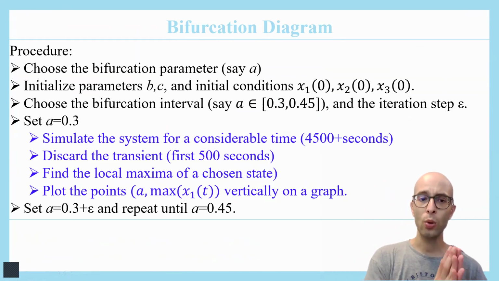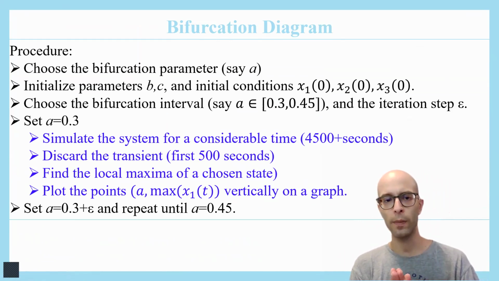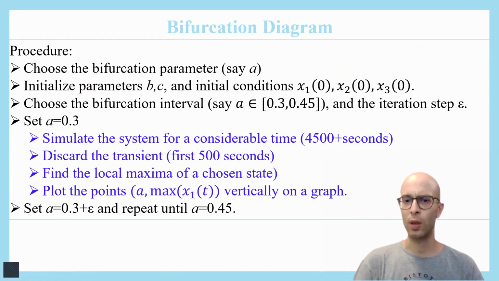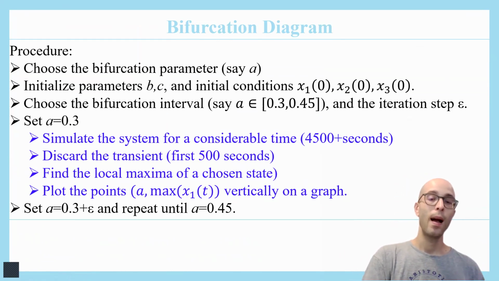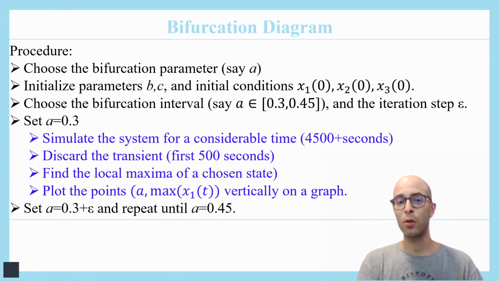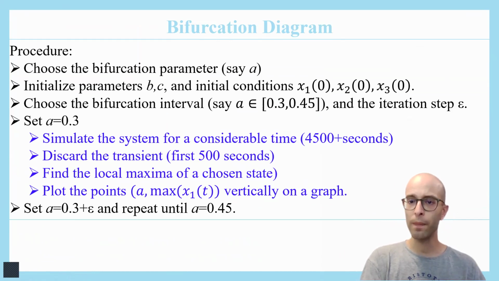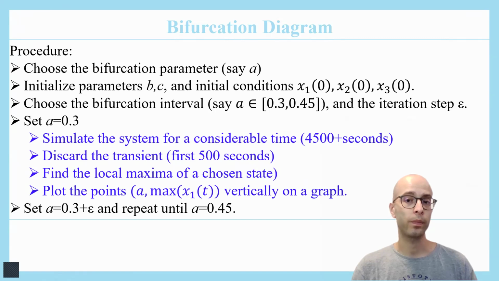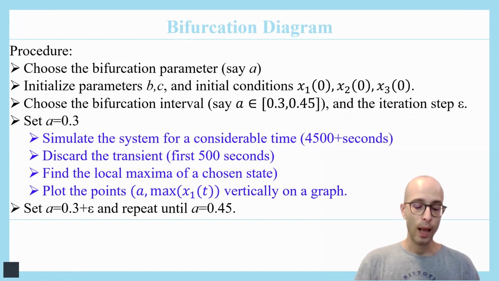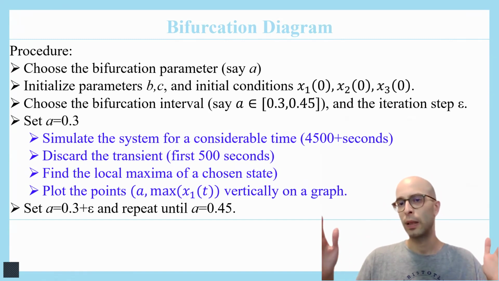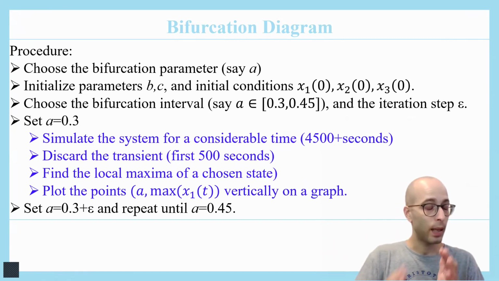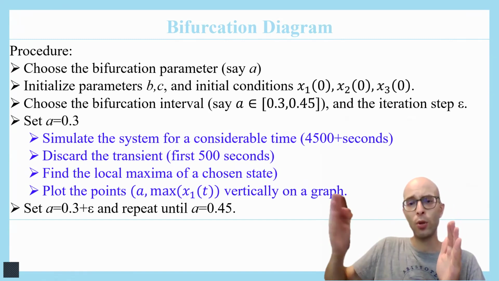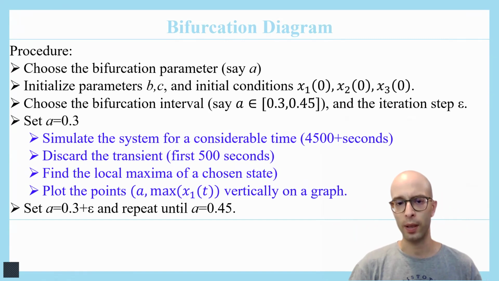You will easily understand it if you see it in MATLAB or any other programming language. We start by choosing a specific bifurcation parameter of choice. Let's say for the Rossler system that I'm using, I'm going to choose parameter a. After I choose it, I initialize the values for the other parameters, b and c, and fix them. The initial conditions of the system, x1,0, x2,0, x3,0, I also fix to specific values. Then I choose the bifurcation interval that I want to study for this parameter, for alpha, let's say from 0.3 to 0.45. And I choose a very small iteration step by which we increment the parameter each time.